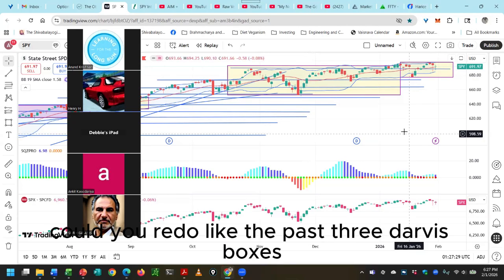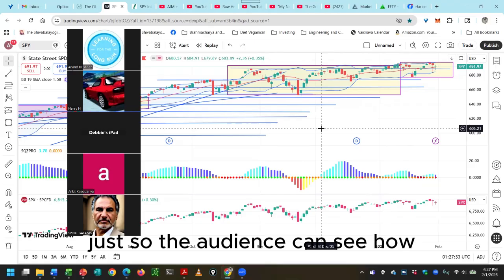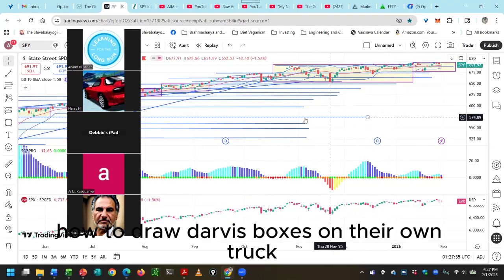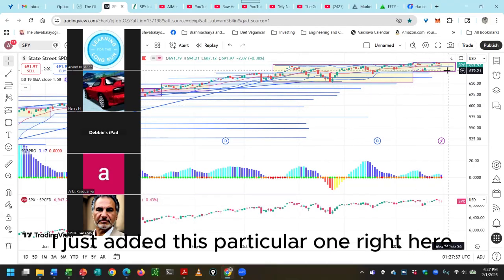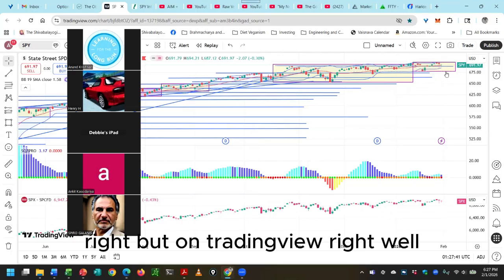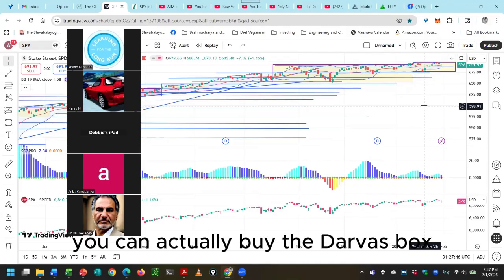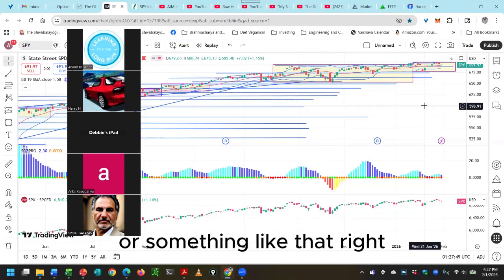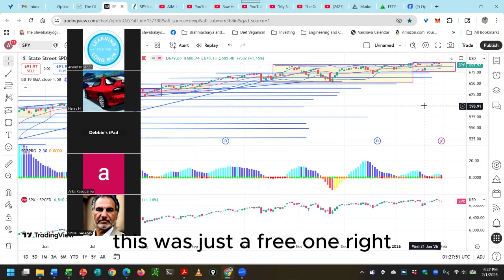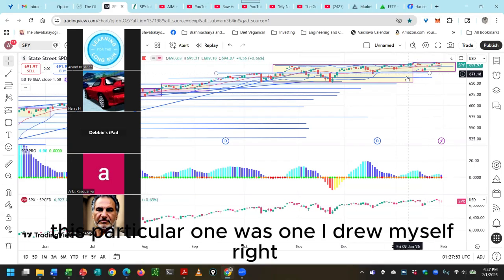Could you redo like the past three Darvas boxes just so the audience can see how to draw Darvas boxes on their own chart? Yeah, I just added this particular one right here, right? But on TradingView, well, I suppose on Thinkorswim you can actually buy the Darvas box or something like that. This one's just a free one. This particular one was one I drew myself, right?